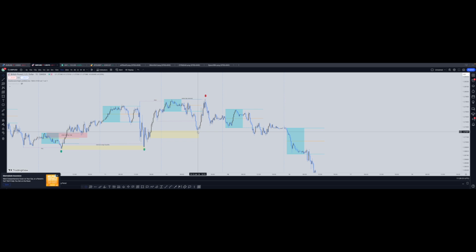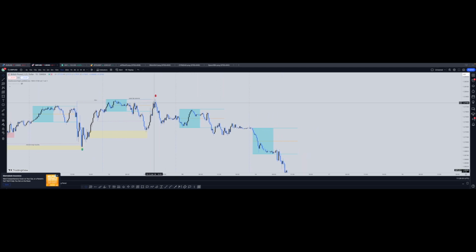So we have that manipulation inside of an OB, and now we need to hunt the draw of liquidity, which is going to be our Asia high, right? As you can see, as soon as the Asia high gets taken out, we see that smart money reversal taking place again, right? Now, the same thing in Asia we can frame here as well.